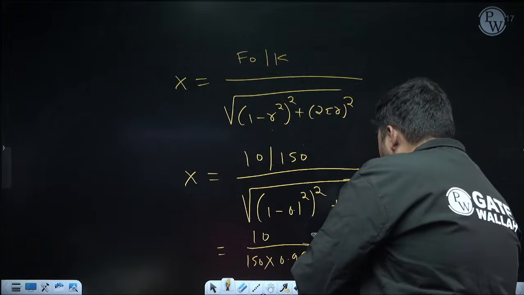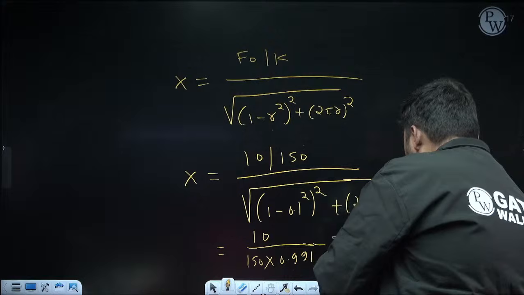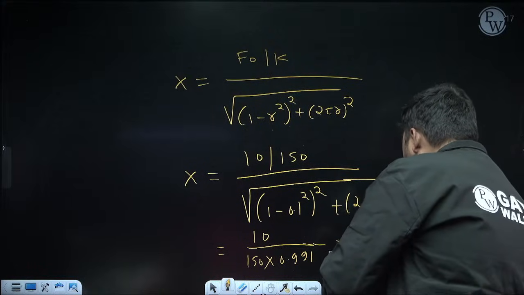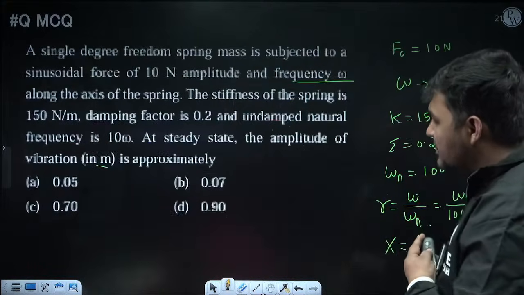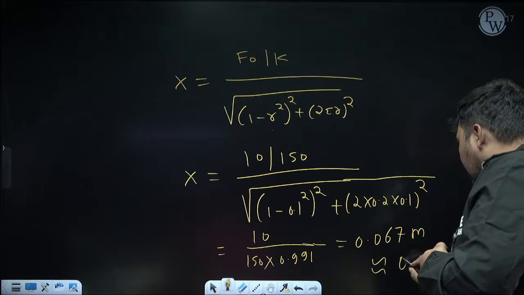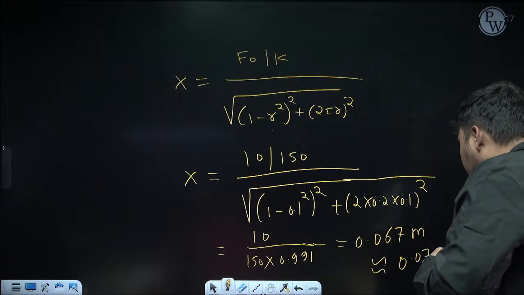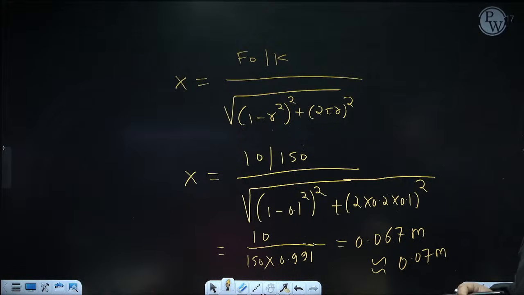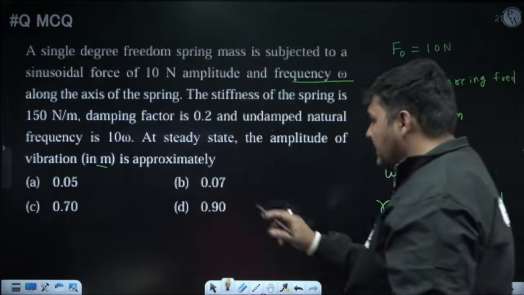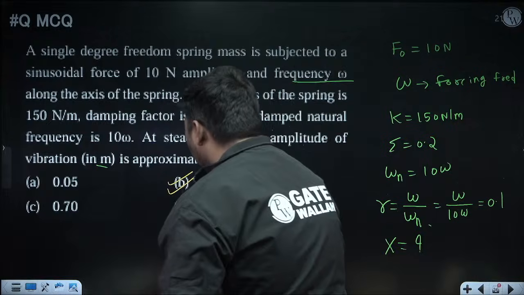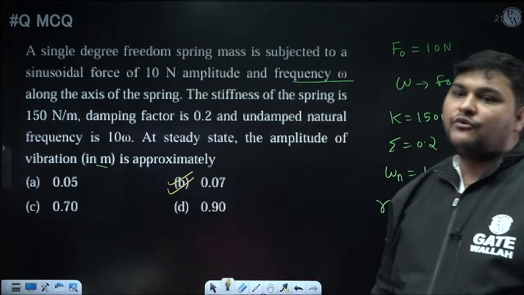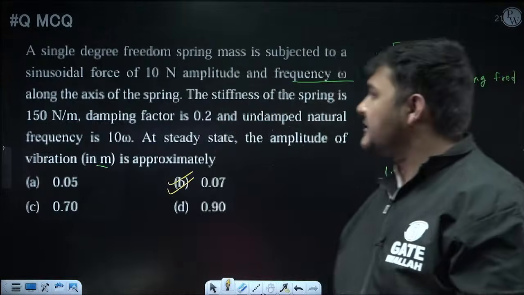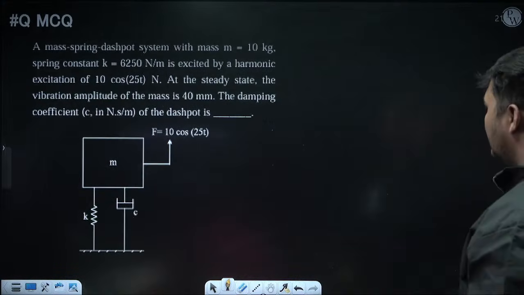It is coming 0.067 meter. Means if you round up to 2 decimal places, because the examiner is asking up to 2 decimal places, it is 0.07 meter. So capital X is 0.07 meter. The examiner is asking in meter, matching with which option? Option B. So for this question, option B is correct. Clear?